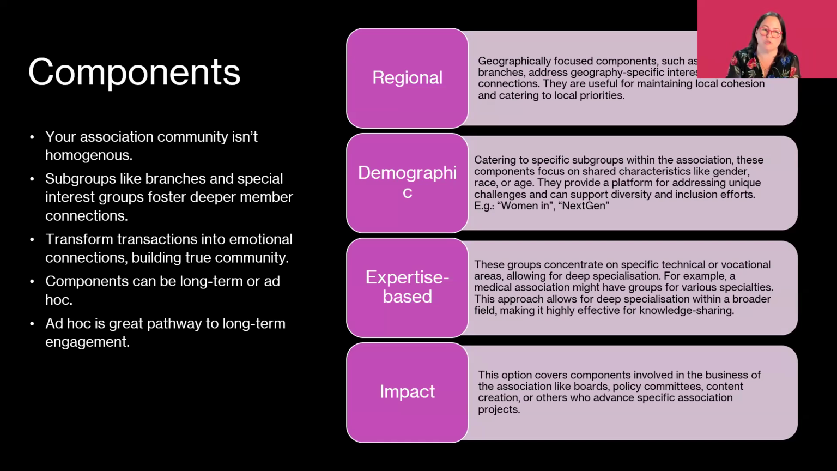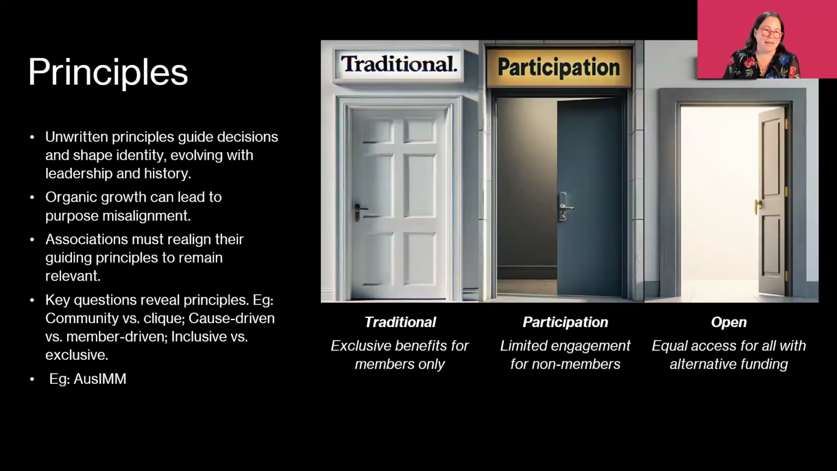What do we want them to do? I'm moving through relatively quickly, but the next step, once you've got all of that, is also to think about the unwritten ground rules that drive the decision-making we make around membership. Because sometimes you're making decisions based on things that used to happen that don't necessarily align to achieving your purpose.